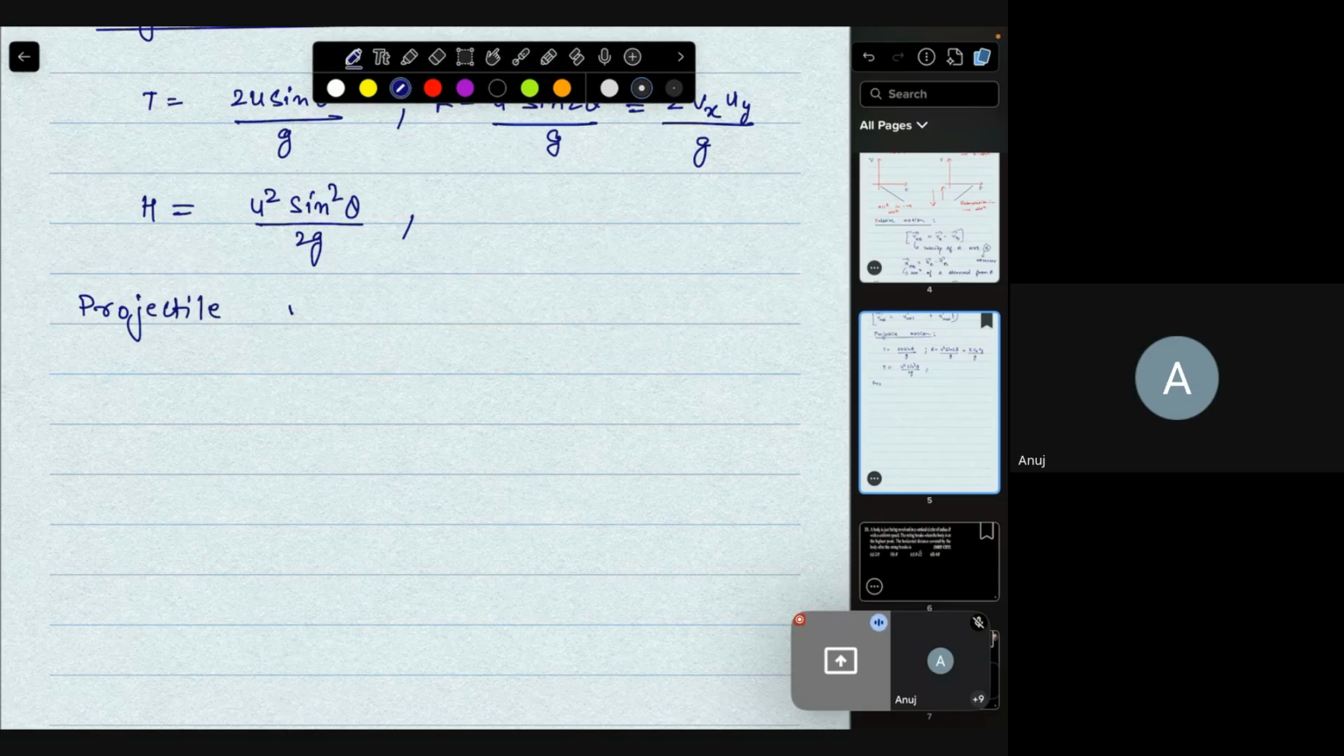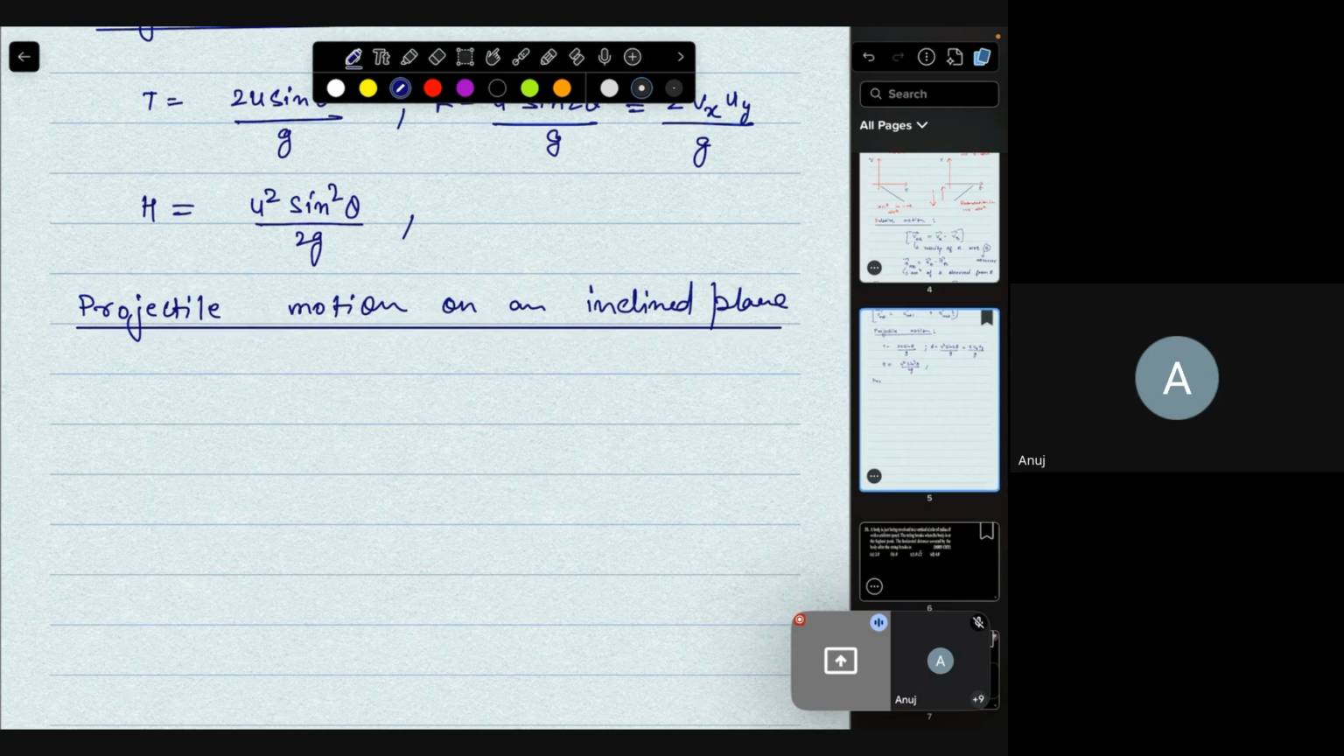Projectile motion on an inclined plane. See, whenever you are using the formula based on projectile motion on an inclined plane, do check the standard format. If it is matching, then you can use the formula. But if there are some changes, go with basic.